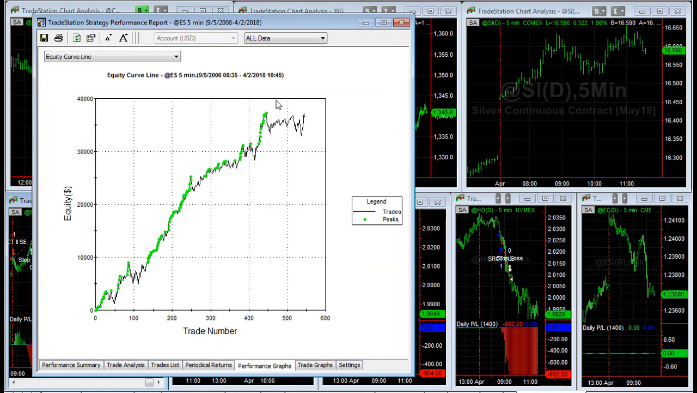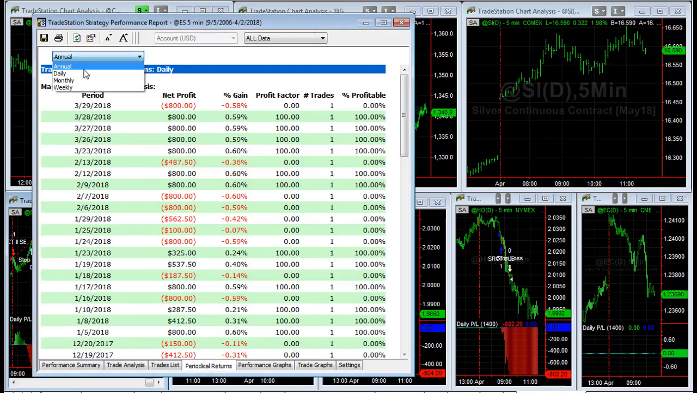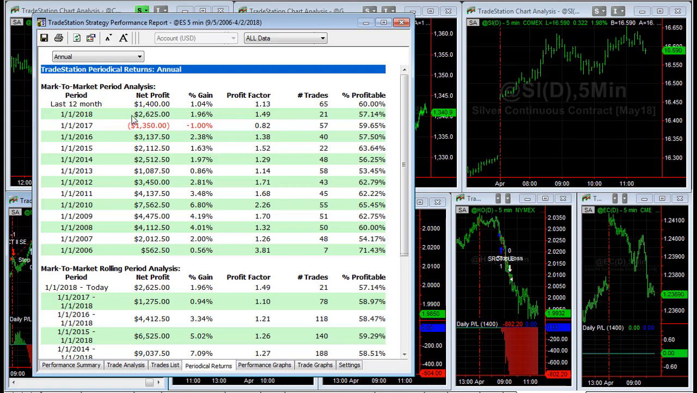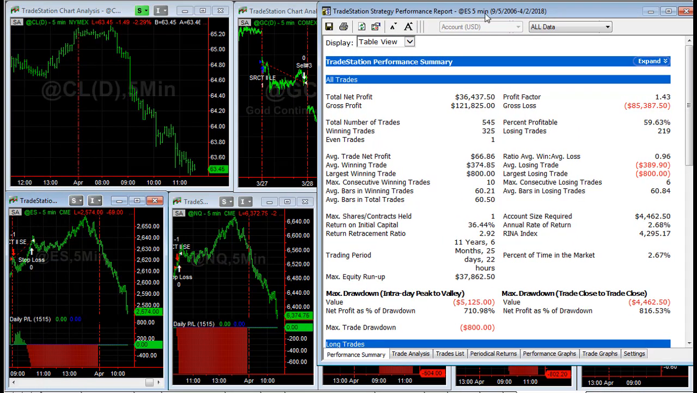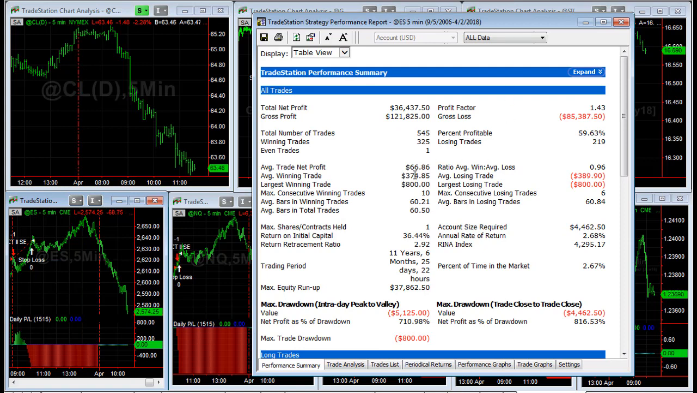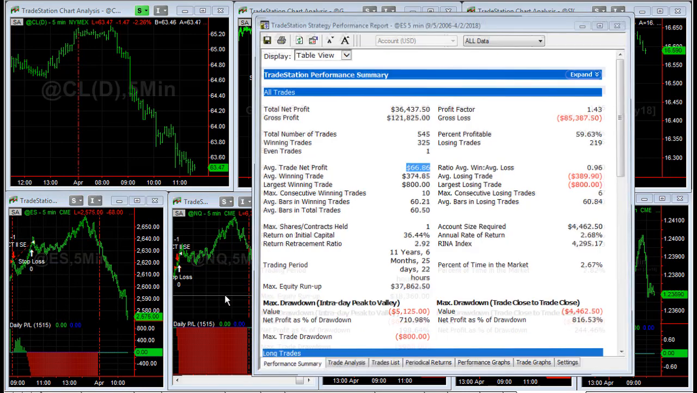Performance summary, pretty choppy in 2017, but if you look at the periodical returns, overall 26.25 this year on 21 trades, so high average trade profit. 2017 was down. This is a wide-ranging counter-trend strategy, and so it doesn't trade a lot, but it's consistent. And the average trade profit is at $66, which is a nice number for day trading the E-mini S&P.